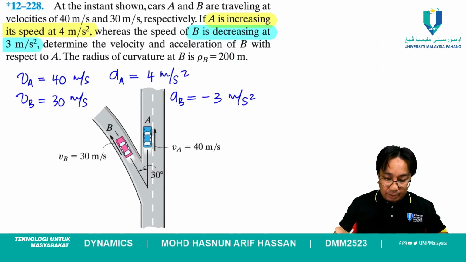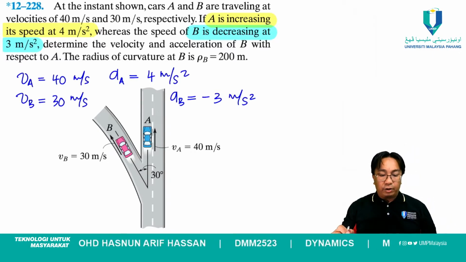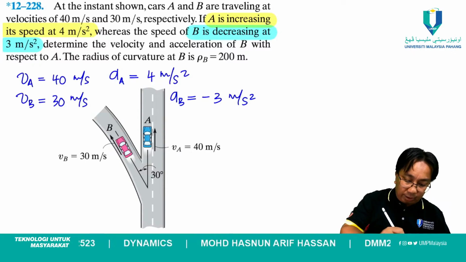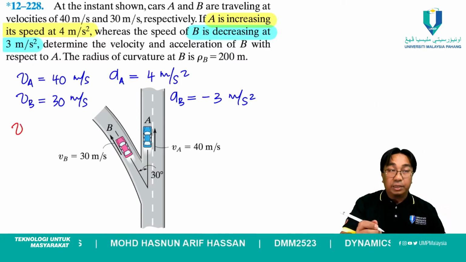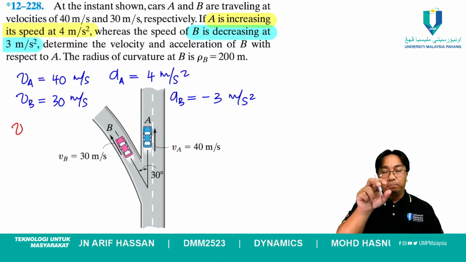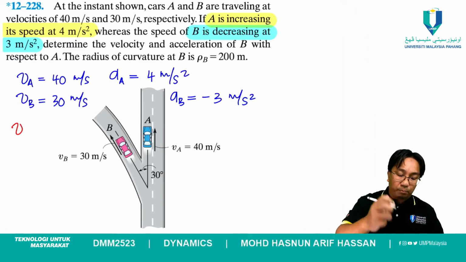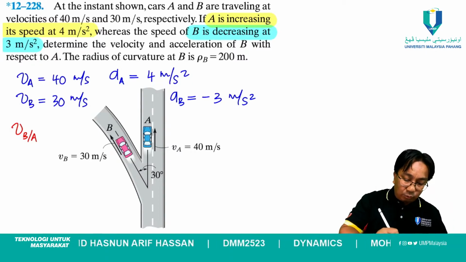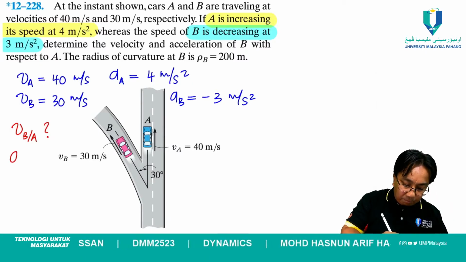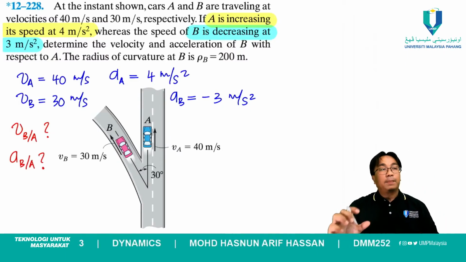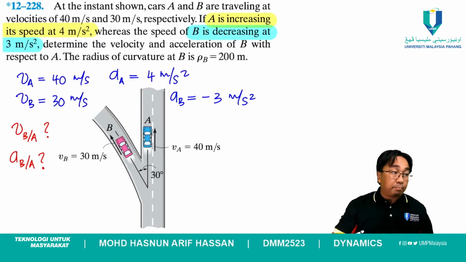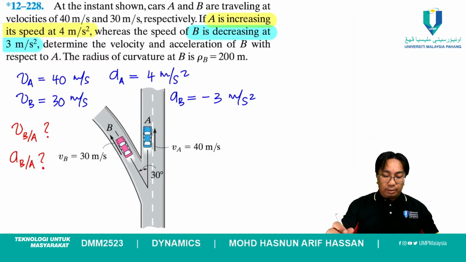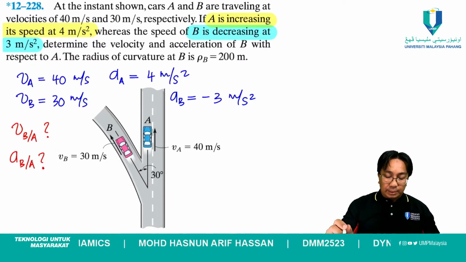Okay, what do we want to find? Determine the velocity and acceleration of B with respect to A. So what we would like to find is B with respect to A. With respect to A means that A is the reference point. So then we write B slash A, B with respect to A. This is what we want to find. And also A, B slash A. So there are two components that we would like to find. Okay. So let's solve this using vector method. Okay. How do we start?